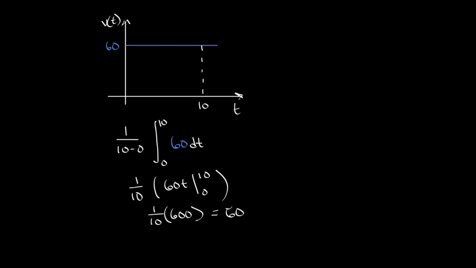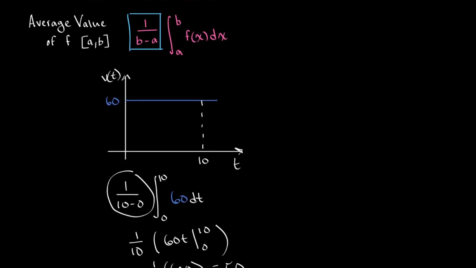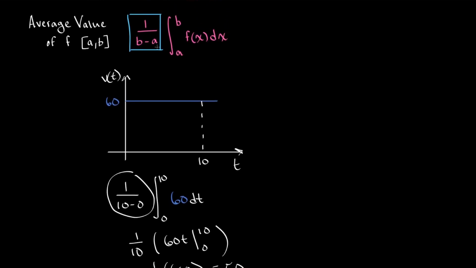But this goes to show you, this is why this 1 over b minus a term needs to be here, why it can't be anything else, so that when we find an average value of a constant function over an interval, we get the constant back out. So if you ever forget why this 1 over b minus a term is in here, why it can't be anything else, you can come back to an easier example like this.